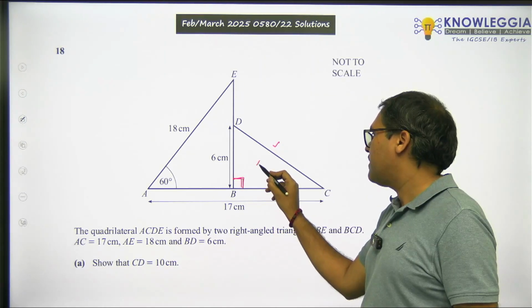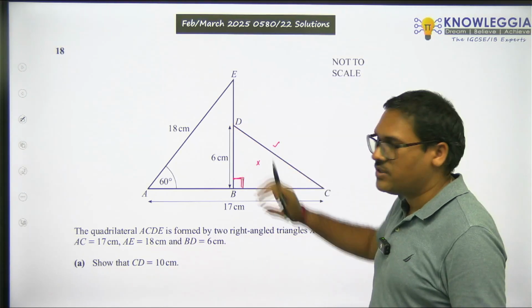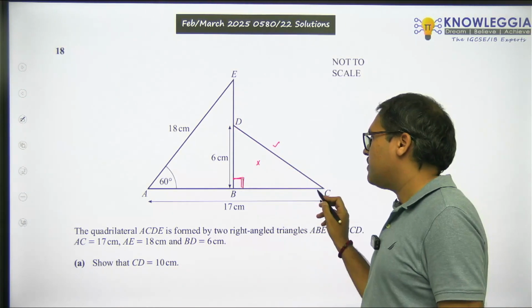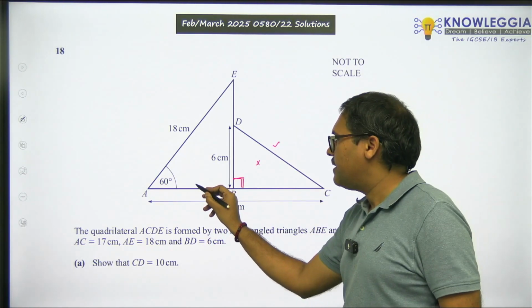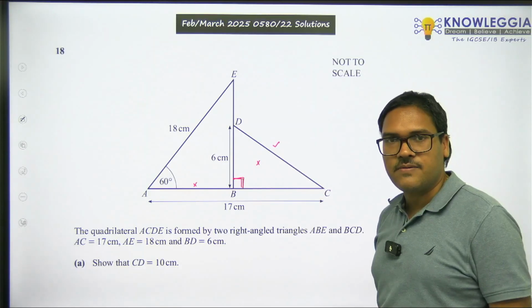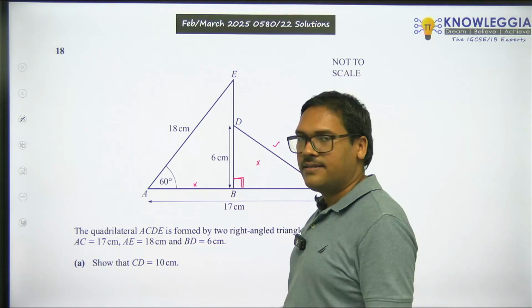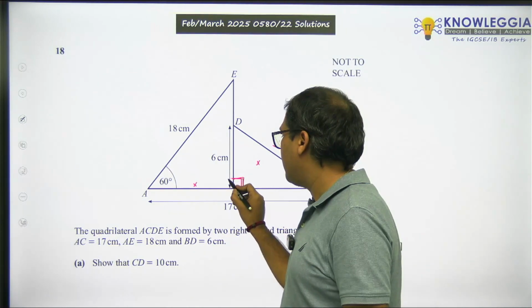So I can apply Pythagoras here because this is 6, we know. But the problem is we don't know BC. For BC, we know the complete length. So using this length, I can easily find the length of side BC. Now, how will you find this length? Again, you can see this is the right angle.